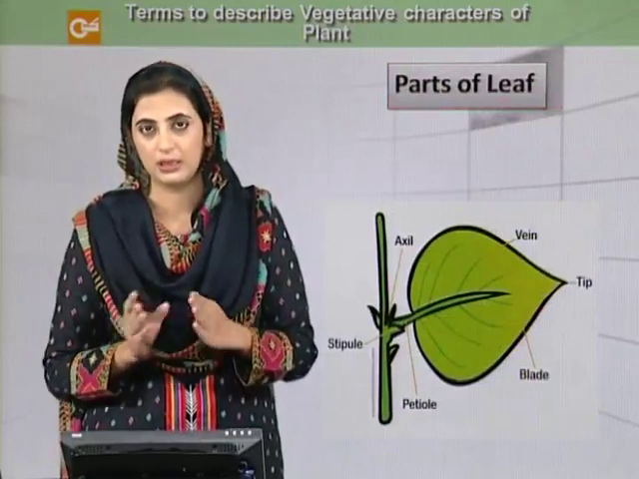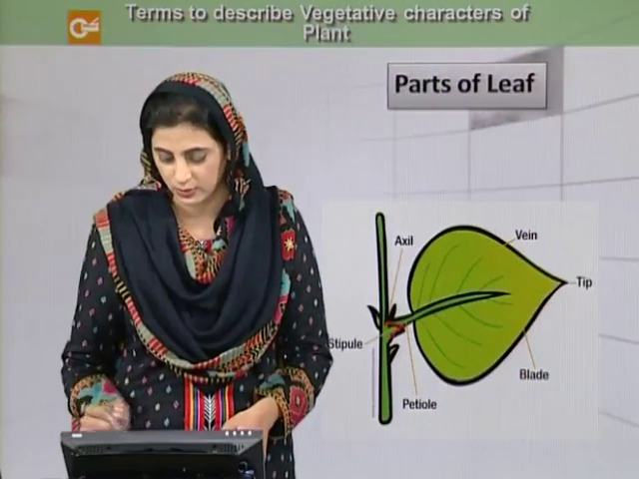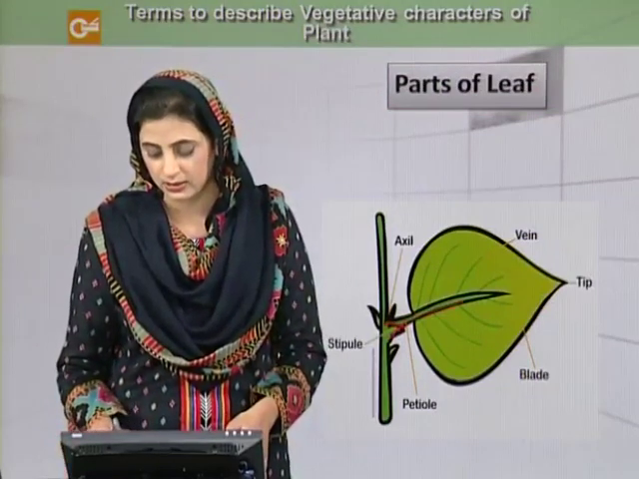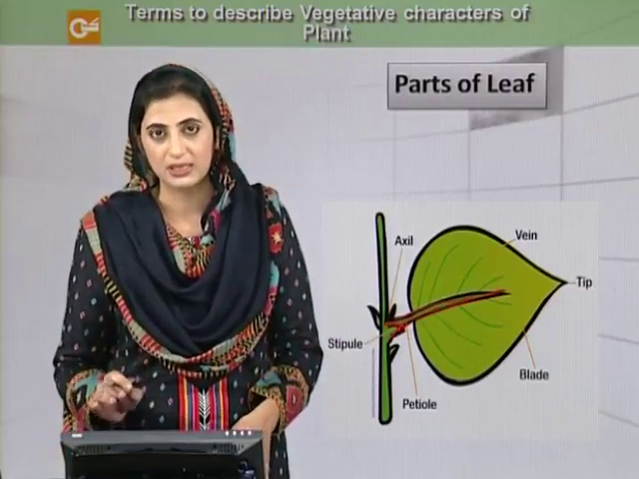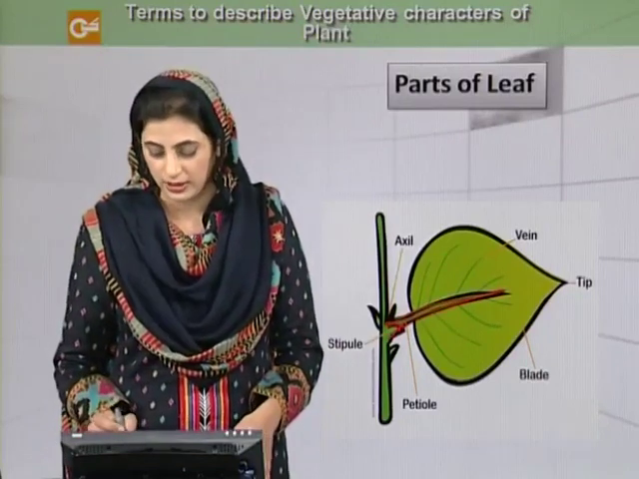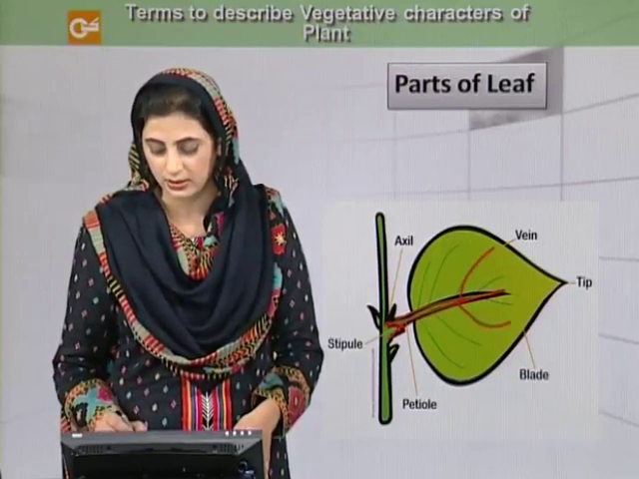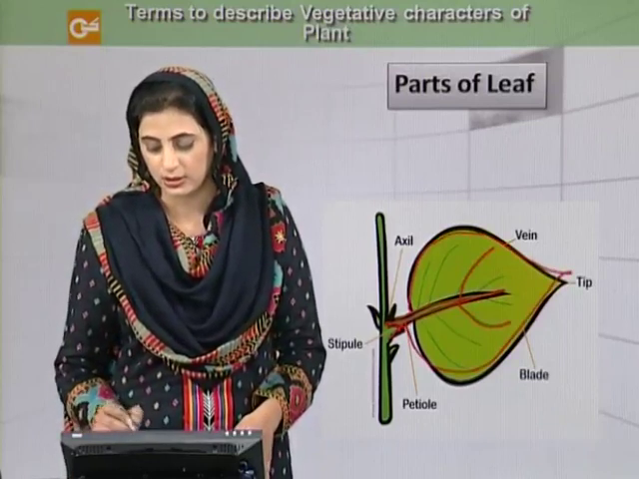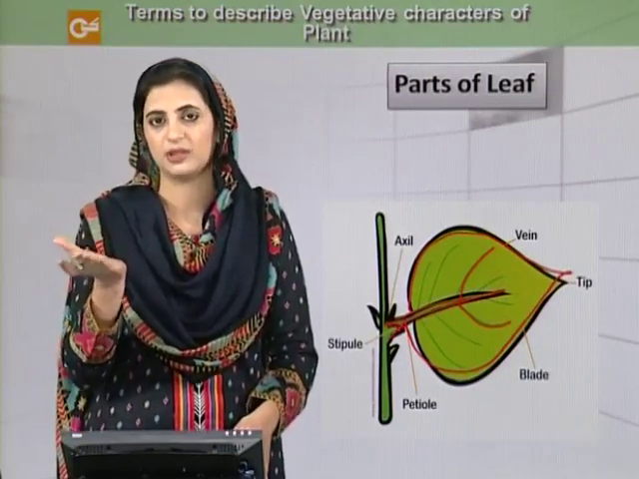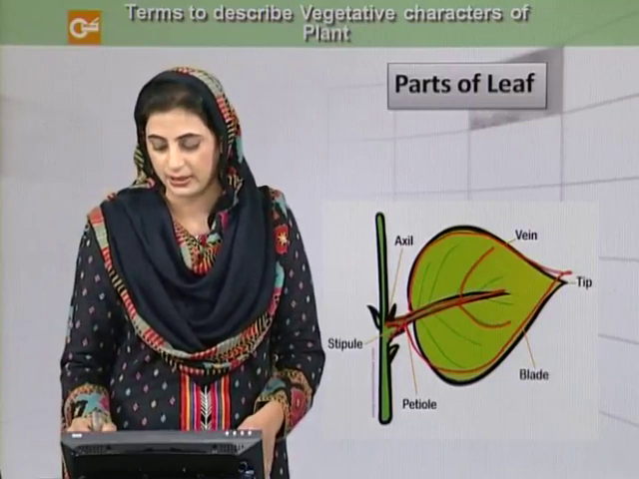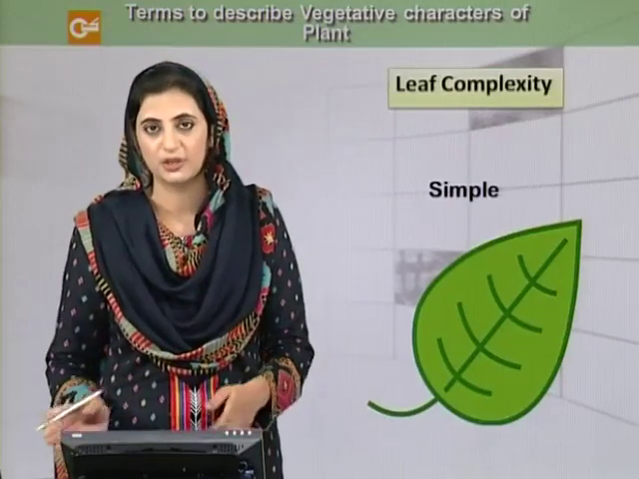Then we will see the parts of leaf. We can see here there is a stipule we discussed earlier, and this short branch is called petiole. If the plant is sessile, then it does not have a petiole. And then we can see that various veins are there, and this whole structure is called a blade. The leaf's main structure is called the blade, and at the end it is called a tip or margin of the leaf.